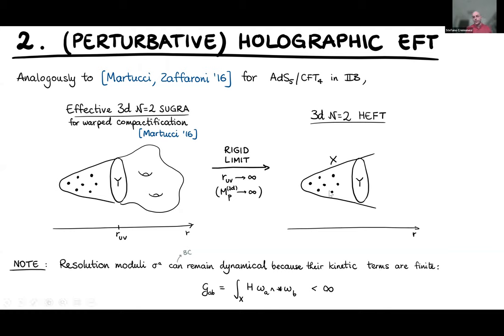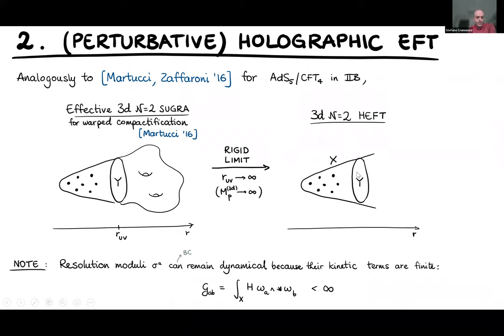And then you'll be left, after you rescale some of the fields by powers of the three-dimensional Planck mass and take the limit, with a three-dimensional N=2 theory that just describes the dynamics of M2 branes on these resolved cones without gravity. And this is our holographic effective field theory.